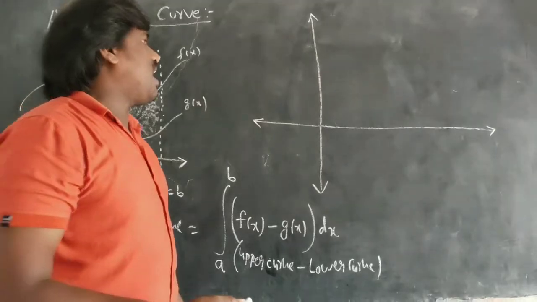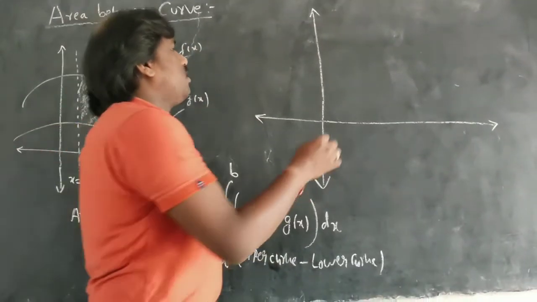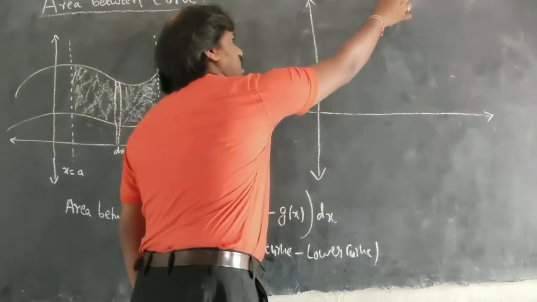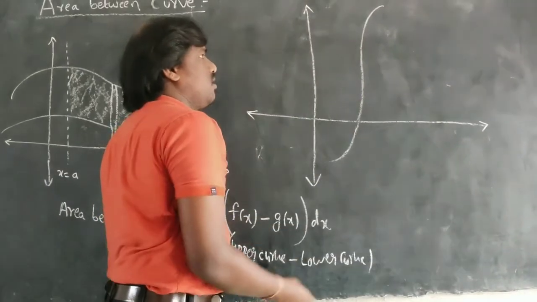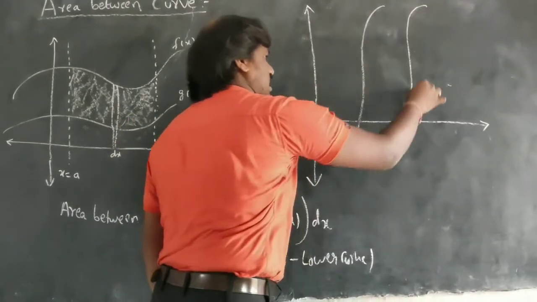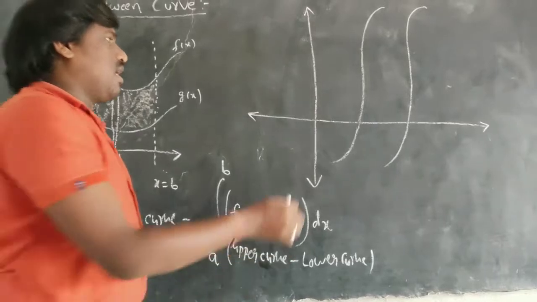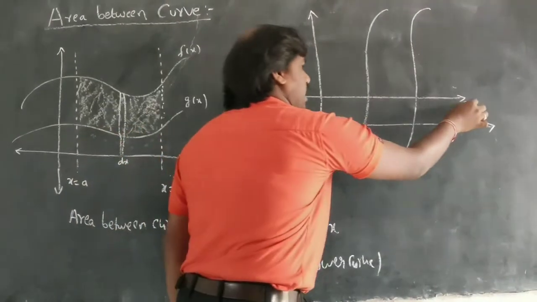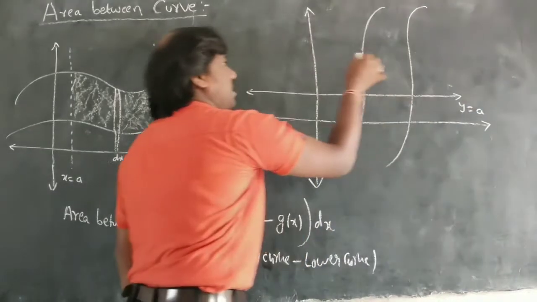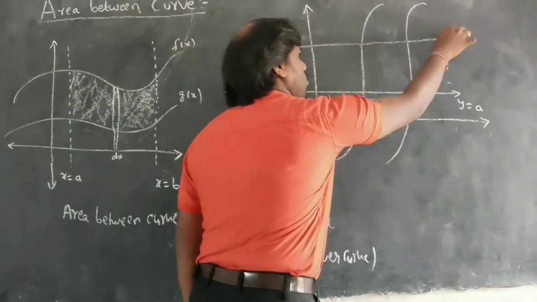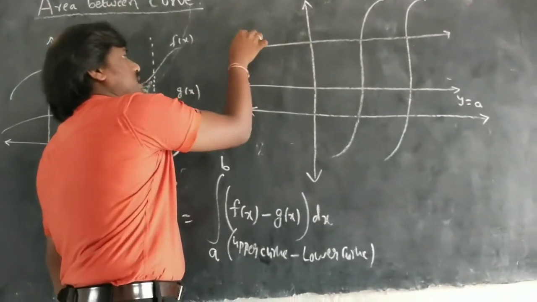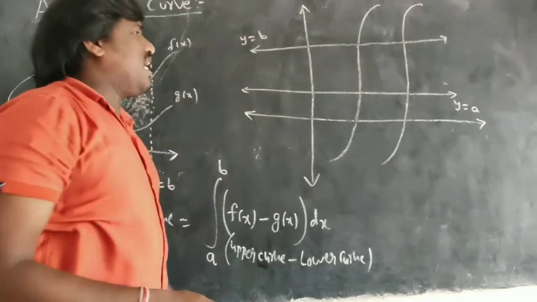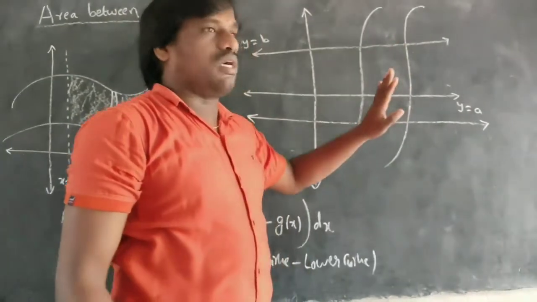Now suppose you have a graph. Let us consider f of x is like this, and g of x is like this. Two graphs are there, and there are two lines. This is y is equal to a, and this is y is equal to b. I have to find the area between these two curves.